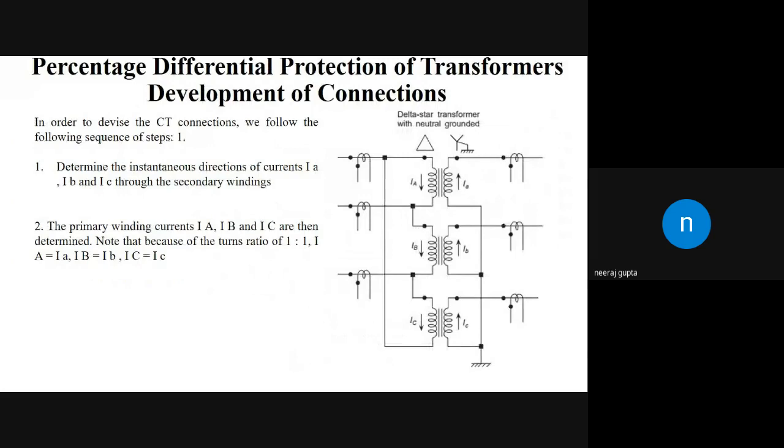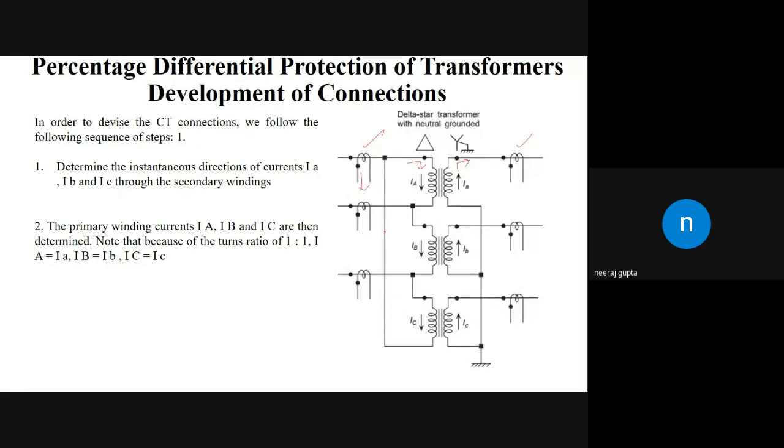Now the second is the percentage differential protection of the transformer. As I already told you, first we have to generate the connections, and after that we can see how the current is moving. Now these are the CTs. First we must know the direction of the current. As per the dot convention, the current is moving towards the dot and moving away from the dot. Again, in the case of the CT, the current moves towards the dot, and it should move away from the dot like that. Then we develop the connections.